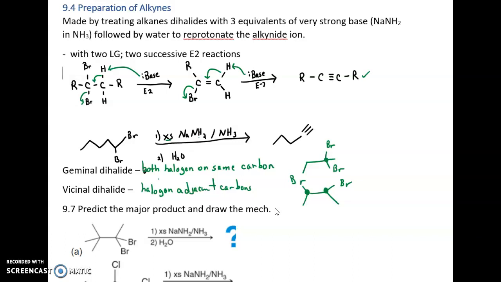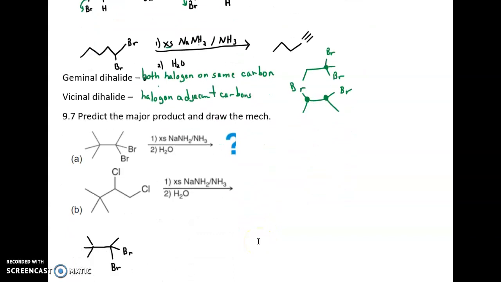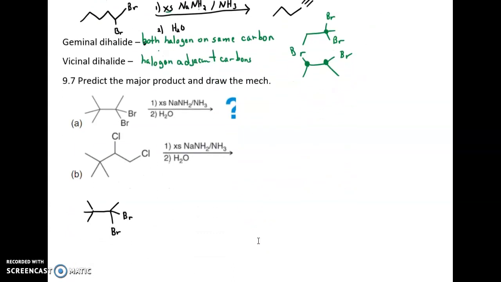So let's predict the major product and draw the mechanism for these 2 problems. It'd be a good time to stop the video and attempt this on your own, and then see how you do. Okay, so we start with this compound. We're going to first treat this with our amide, NaNH2, in ammonia.